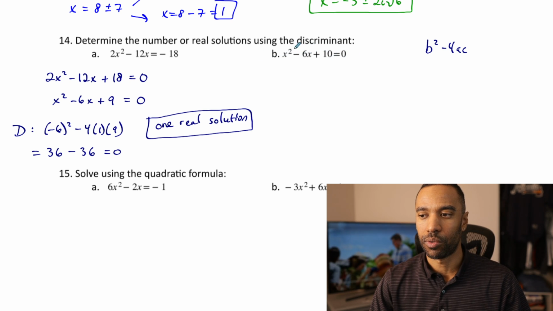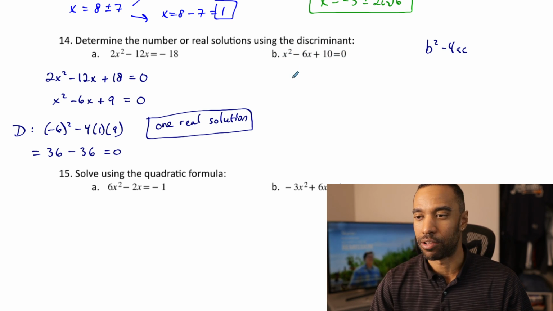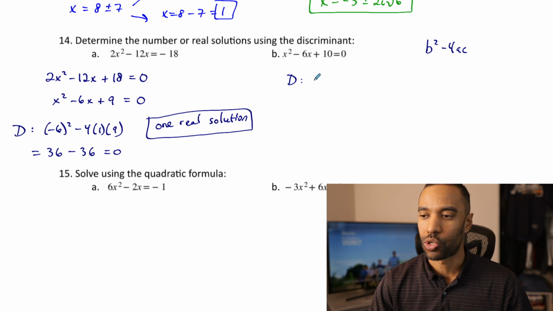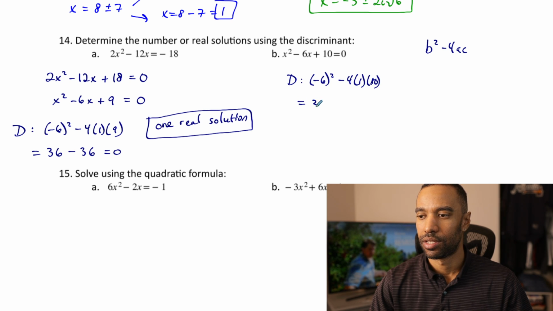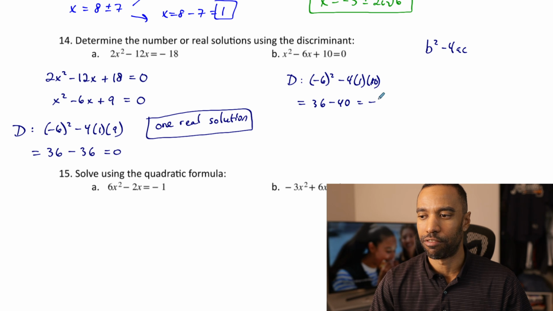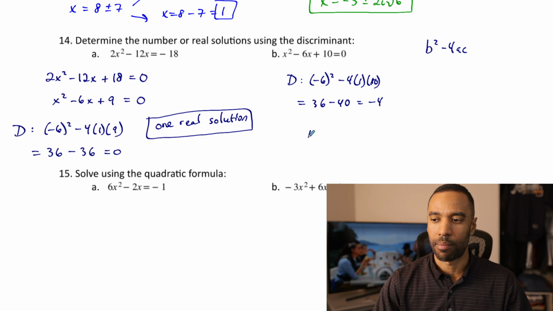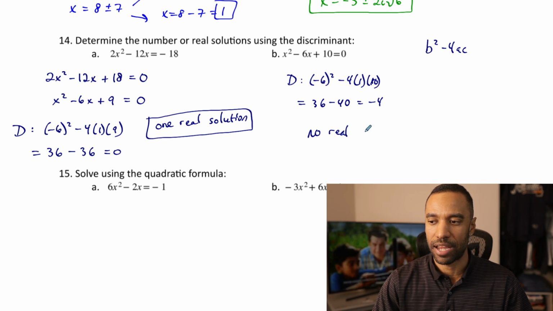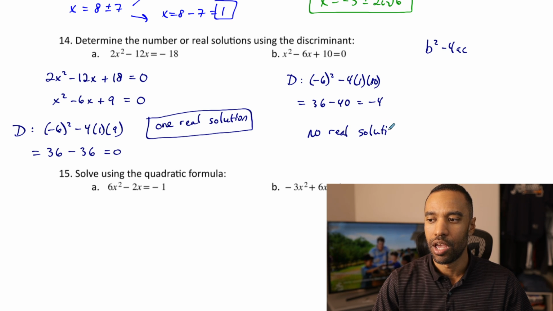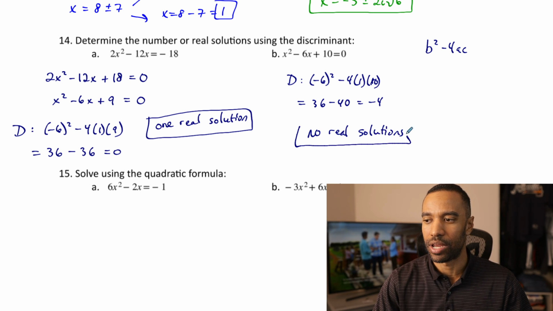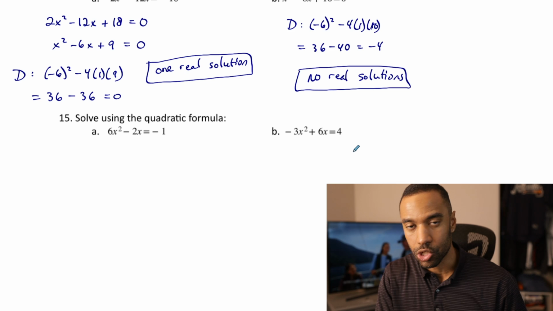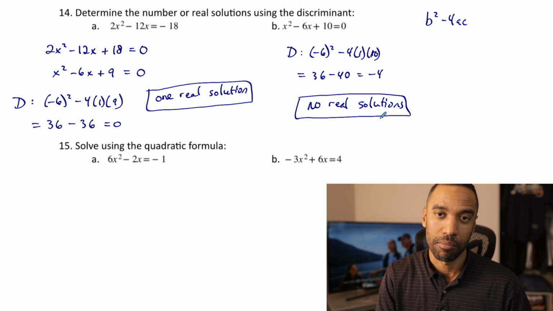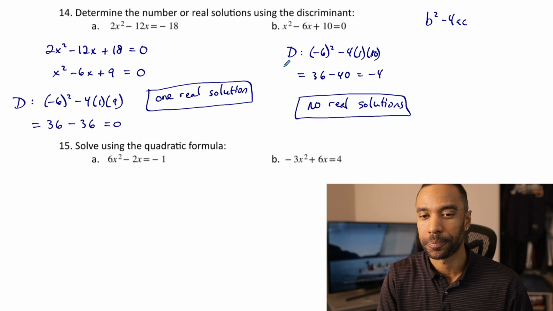This one's already set equal to 0 and already has any GCFs pulled out, so this will probably be a little bit faster. Discriminant here is b squared minus 4ac, which is 36 minus 40, which is negative 4. A negative 4 discriminant means no real solutions, only imaginary solutions. Negative 4 is the part, remember, this is the b squared minus 4ac that goes inside the square root of your quadratic formula. Taking the square root of a negative means not real numbers, means imaginary numbers.